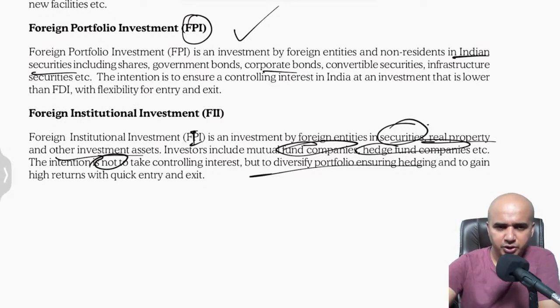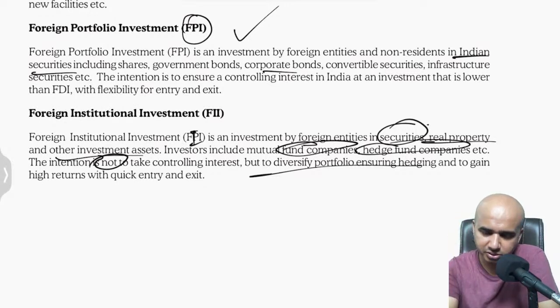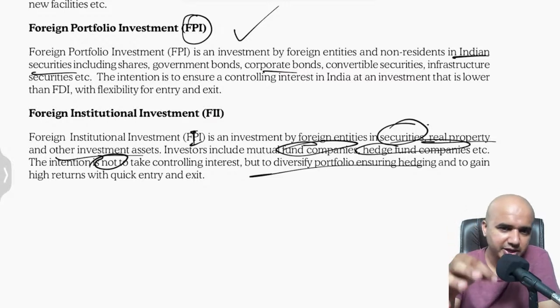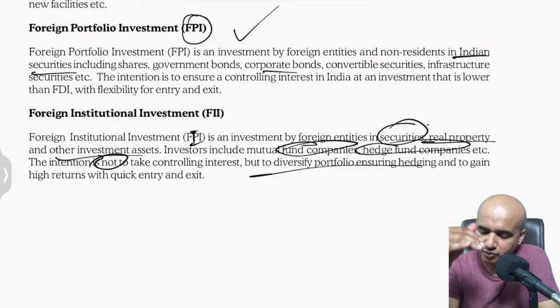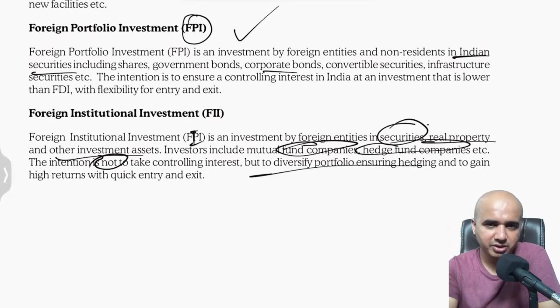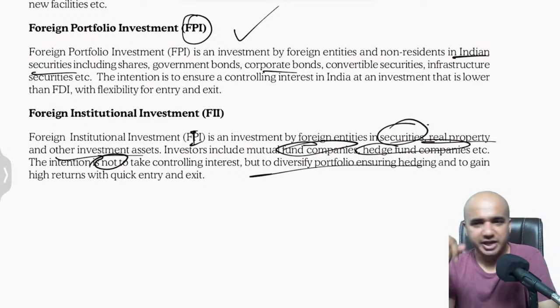Hedging means you take an opposite position with respect to your risk. Let's say you have a risk of losing money due to the fall in the price of rupee. How do you overcome that risk? So that overcoming the risk is called hedging. So you take an opposite position in the market so that if something happens to rupee and you lose money there, your opposite position in the market will fetch you money so that it is evened out.